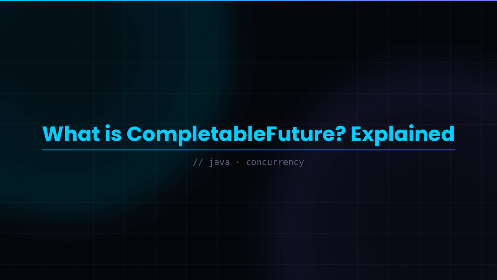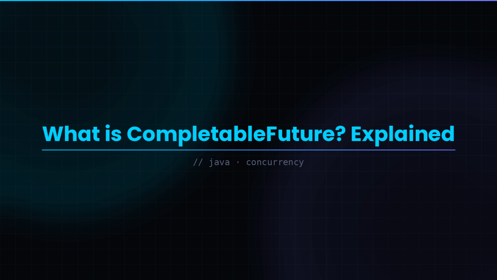For decades, the only Java tool for this was Future. You submitted a task to an executor, got a Future back, and called get, but get blocks. And if you had 5 tasks that each depended on the last, you had 5 blocking calls stacked in a row. CompletableFuture arrived in Java 8 to fix that.